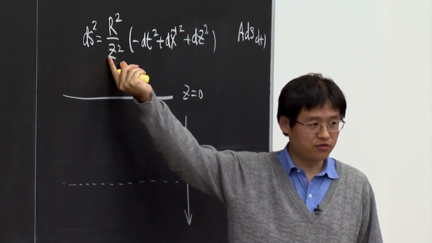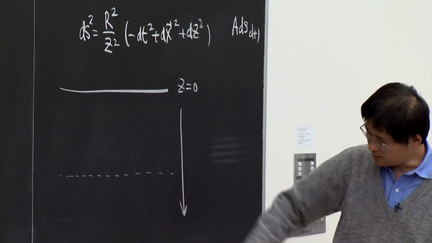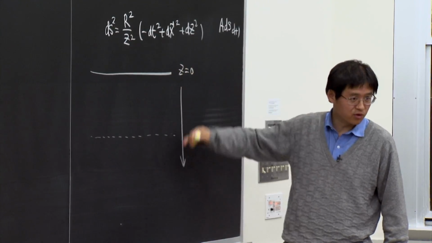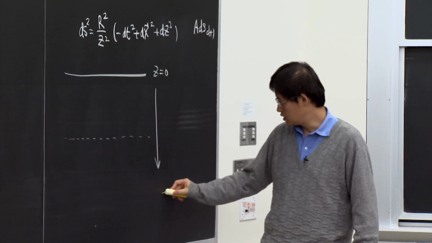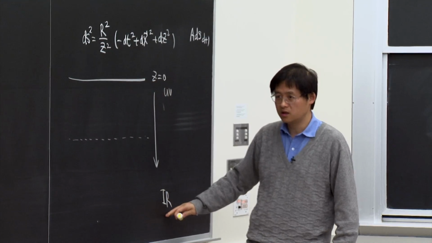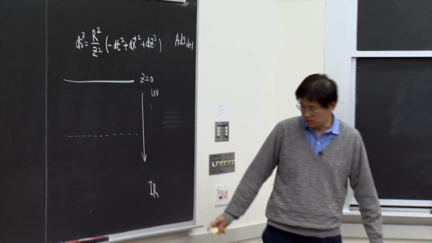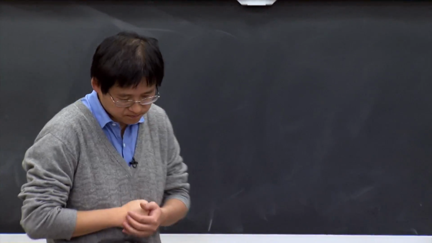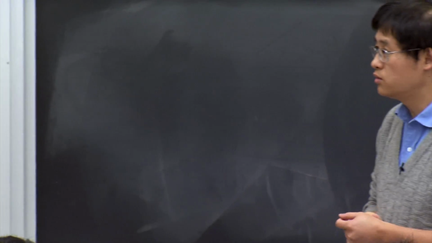And due to this redshift factor, the more you go to the interior of the spacetime, the lower the energy of the process when viewed from the field theory. So the same process happening here compared to happening here: here corresponds to the IR process, and the boundary corresponds to the UV process. Okay, so this is a key relation between the bulk and the boundary theories.